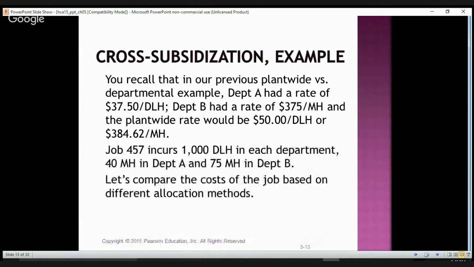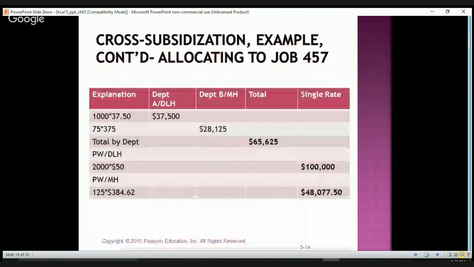Now let's look at a particular job. We have job 457. It incurs 1,000 direct labor hours in each department, so a total of 2,000 direct labor hours. It incurs 40 machine hours in Department A and 75 machine hours in Department B. So let's compare the cost of the job based on different allocation methods.